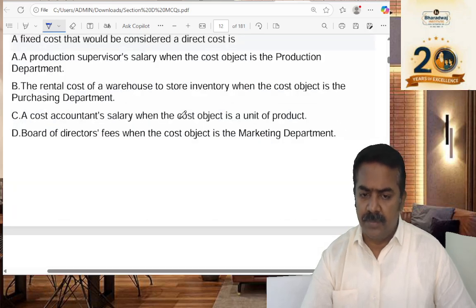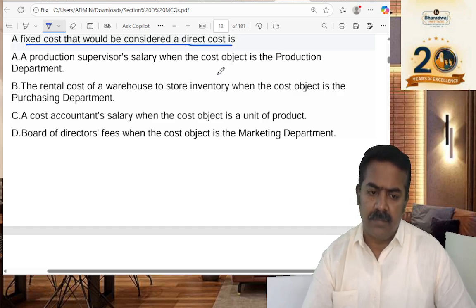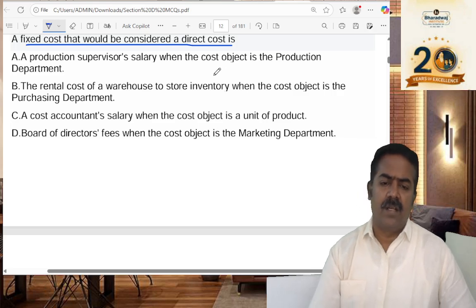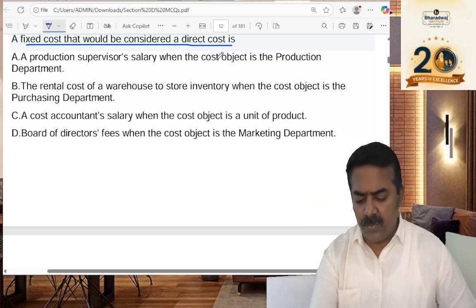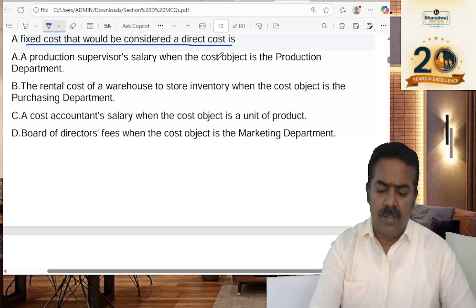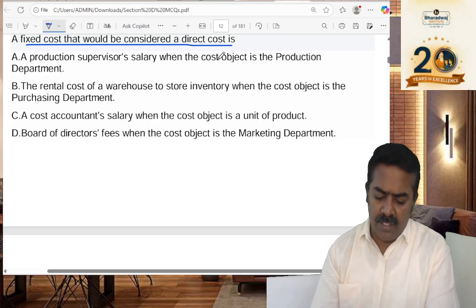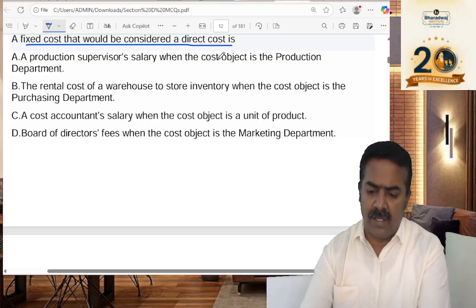Question number 32. A fixed cost that would be considered as direct cost when... what is a direct cost? The cost that can be traced directly with the department or product or cost object. We call it direct cost. So in this, what is becoming a direct cost?